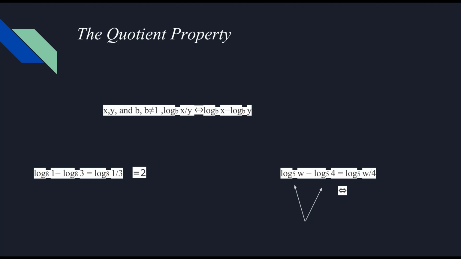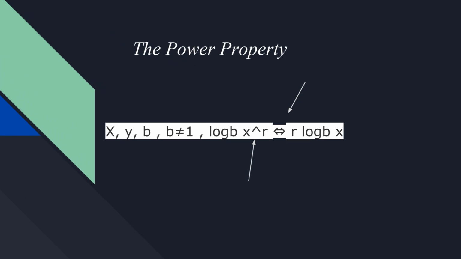Now, let's speak of the third property, which is the power property. For this, we would say the log of a term to a power becomes the power times the log of the term. Proofs of this would begin again with, for any positive real numbers x, y, and b not equal to 1, and for any real number r, log base b of x to the power of r can be reversed to r times log base b of x.